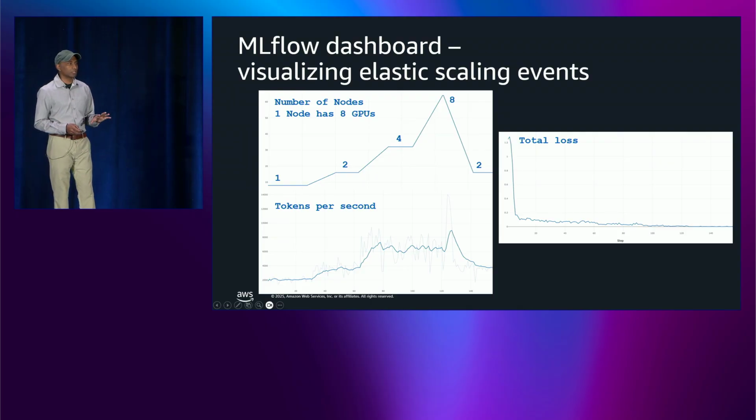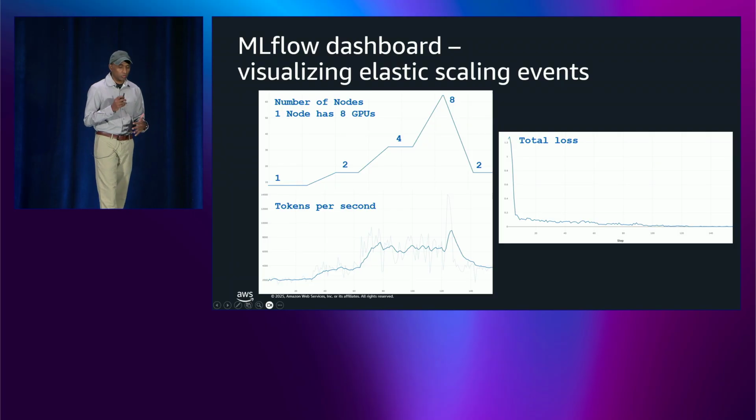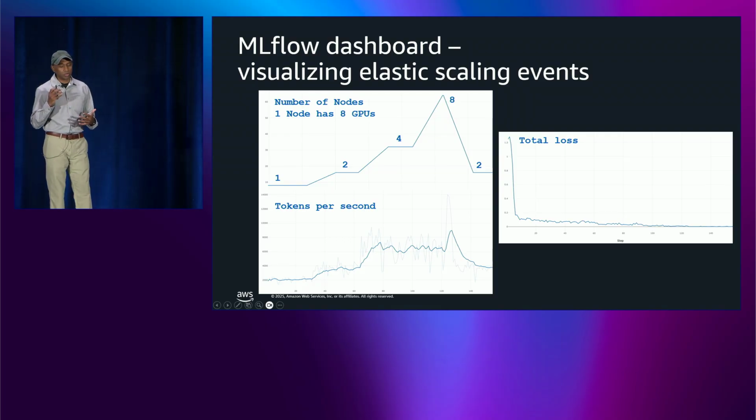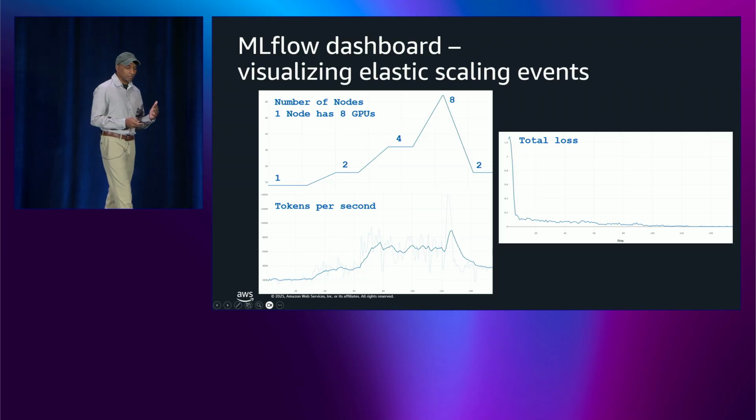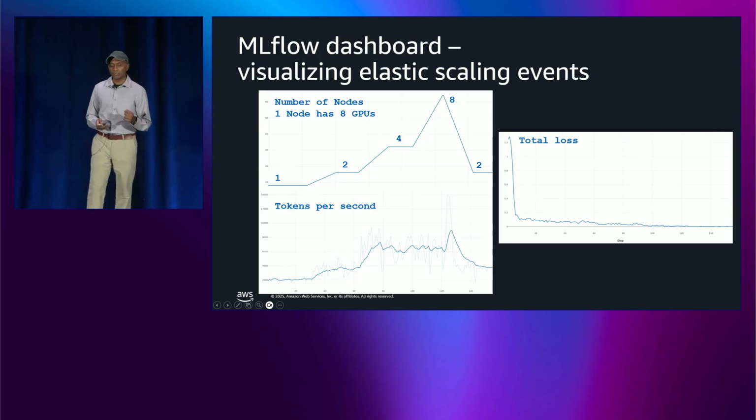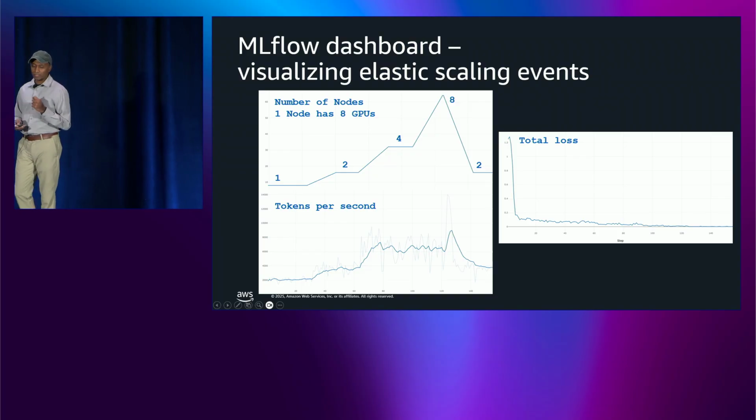Here is a visualization of the elastic scaling job in action. You can see that we varied the world size from 1 to 2 to 8, and you can see the tokens per second, the throughput, closely following the world size available for the training. You can also observe that the loss continues to decrease and the training job was not interrupted in this process.